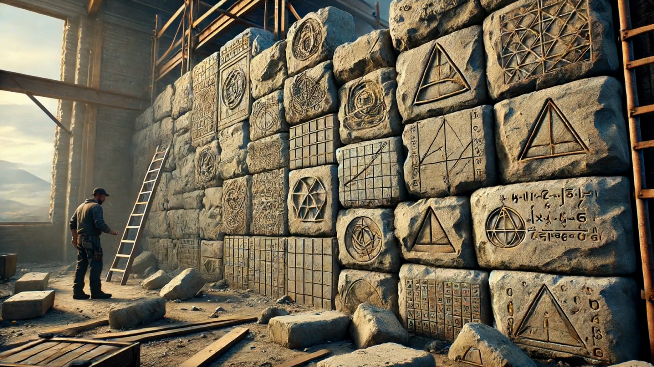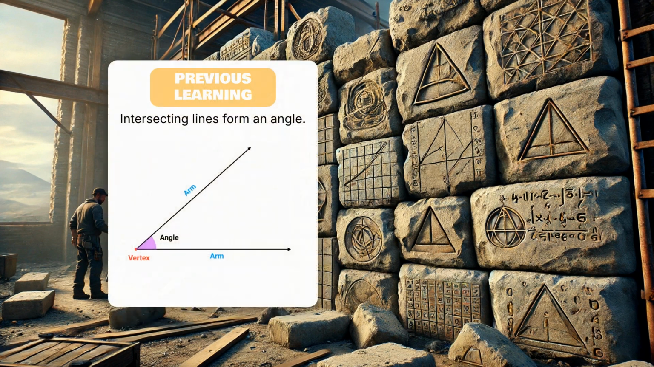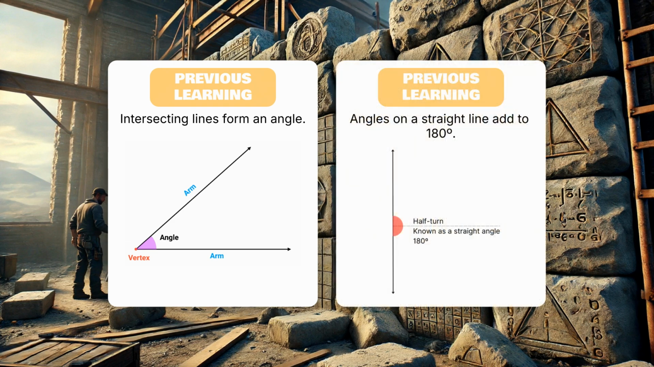Let's briefly revisit what we have learned in past lessons and understand how our work today will build on this foundation. First, intersecting lines. We've understood how intersecting lines form an angle and explored different kinds of intersections. Second, straight line angles. We've learned that angles on a straight line add to 180 degrees. With this foundation, we're ready to delve into the vertically opposite angles theorem. This theorem plays a crucial role in geometry as it allows us to identify equal angles formed by the intersection of two lines.